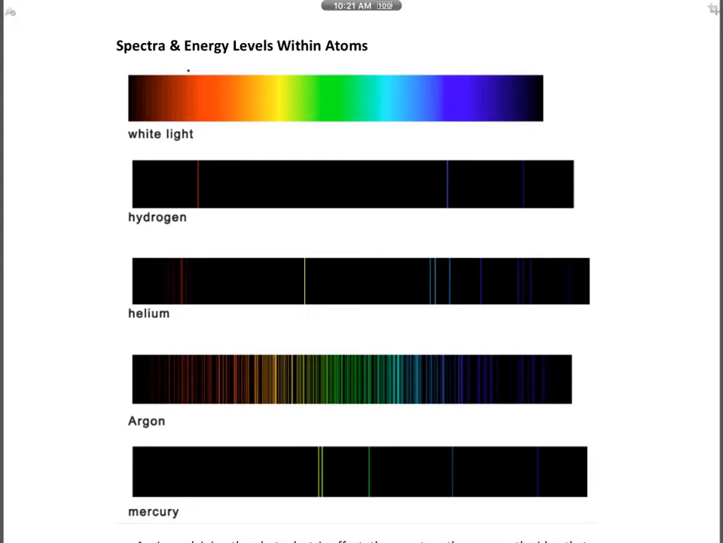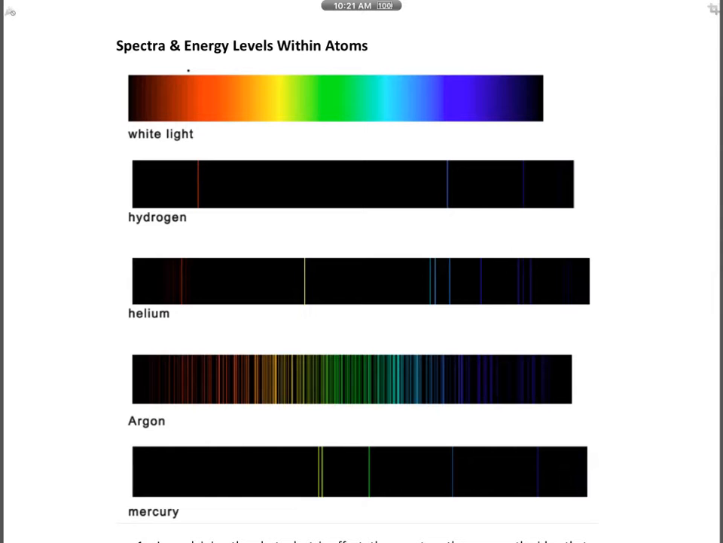Okay, so remember in this topic of quantum physics, we are talking about the idea of EM radiation as particles called photons. So the second phenomenon that we can only explain if we take EM radiation to be packets of energy called photons is this phenomenon called line spectra.